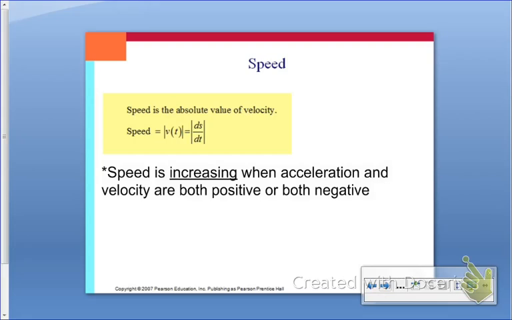The next part's extremely important, everyone. You'll be asked this when we look at packet 2. This week, almost every question, part of every question, is going to ask you about the speed of the object. Speed is increasing when acceleration and velocity are both positive or both negative. Here's the general concept. If you are driving down the road in a forward direction and you hit the accelerator, what happens?